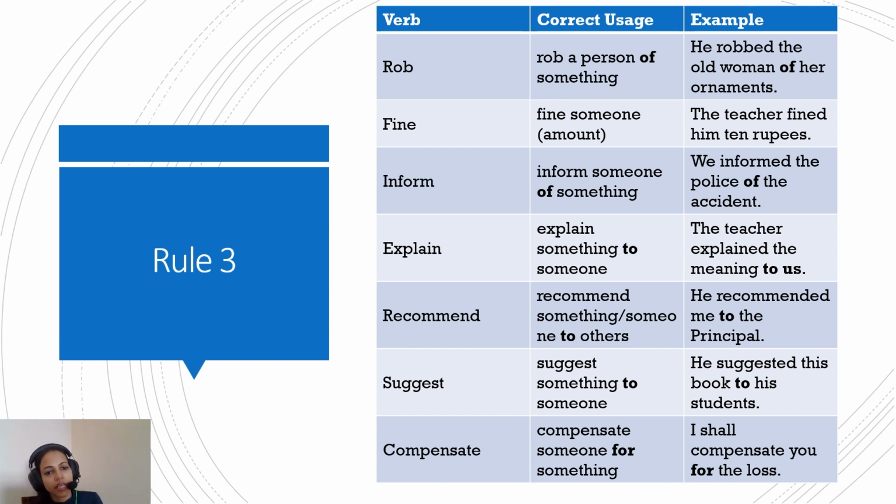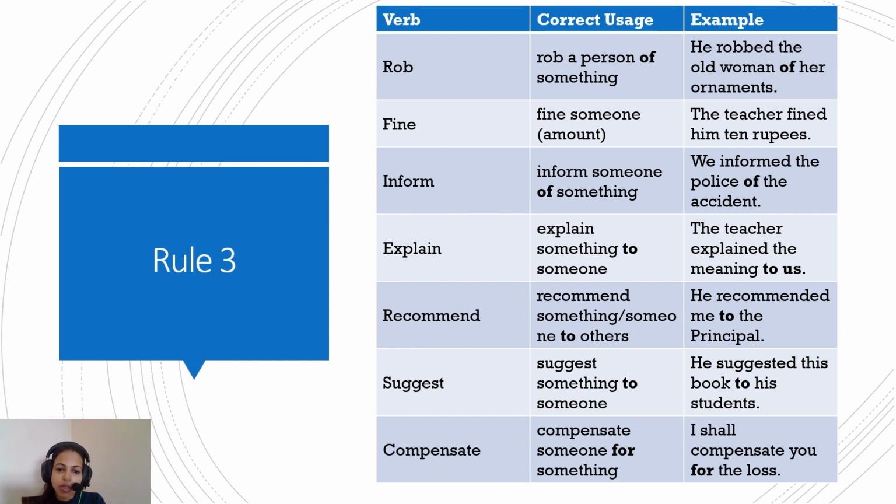Some of the examples that you might want to keep in your mind is the word rob. Now one can always rob a person of something. Rob itself is not complete. So he robbed the old woman of her ornament. So rob would be incomplete without the usage of the preposition of. Similarly, fine. You fine someone of some amount. So, the teacher fined him with 10 rupees. A teacher fined him 10 rupees.